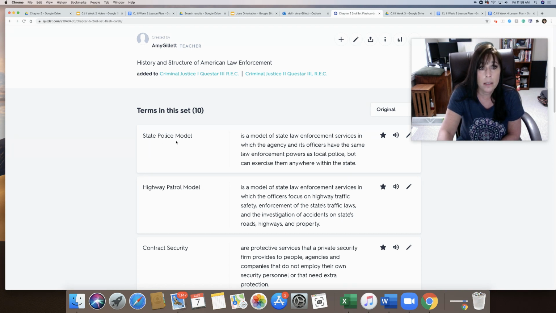That means our state police, also known as troopers, they do highway and traffic tickets and accidents. They do that work, but they also respond to domestics, go to burglaries, all those calls for service that police officers go to, sheriff's deputies go to, state police go to as well. And they are usually out in the county.